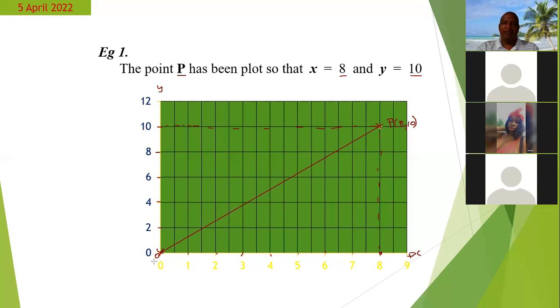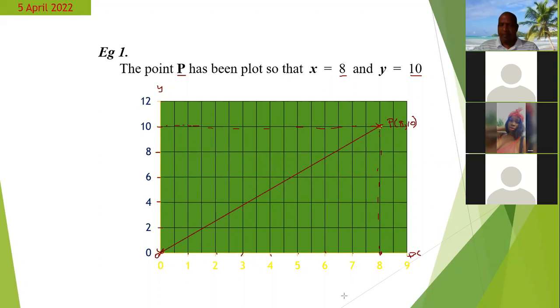And so this line from the origin to that point would represent the distance a point is away from the origin. All right. Now, how can a graph help us in this case when we are plotting? When we are plotting points, it is a way of locating the position on the graph where that point is.